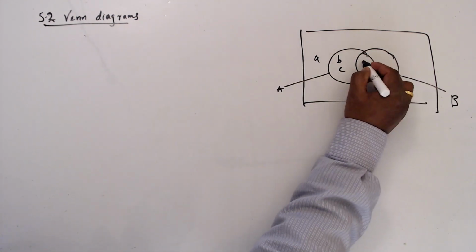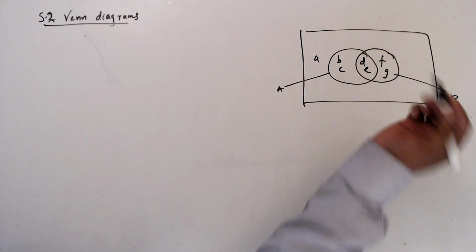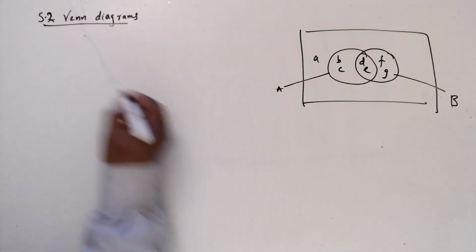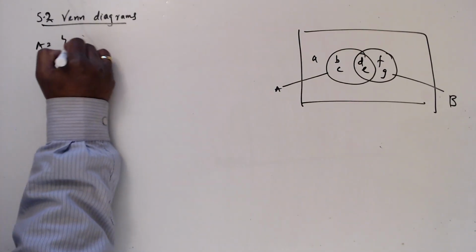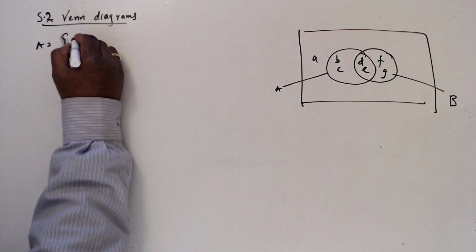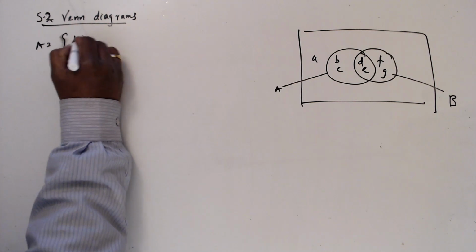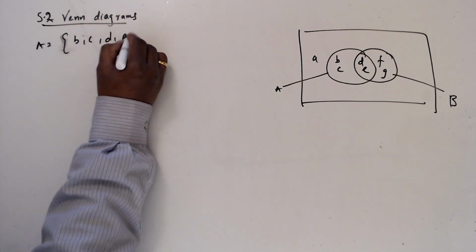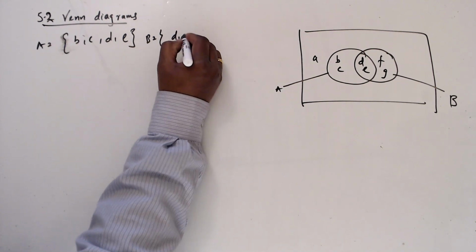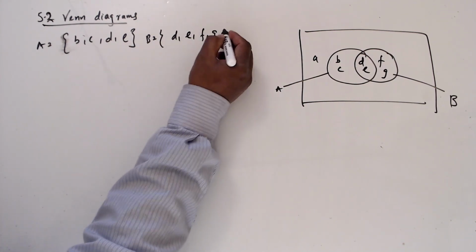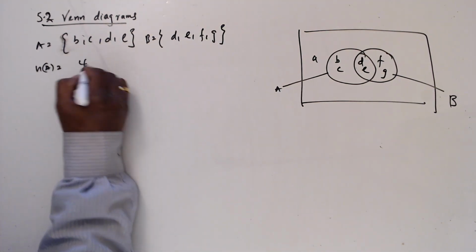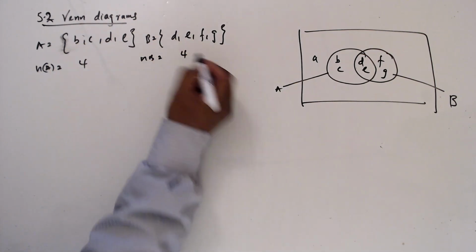A, B, C, D, E, F, G. Now, what is set A? A is A, B, C, D, E. You can see from there. B is D, E, F, G. What is N? NA is 4. NB is also 4.